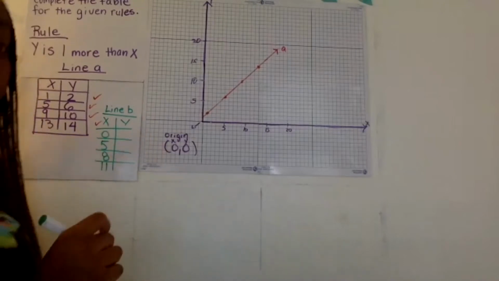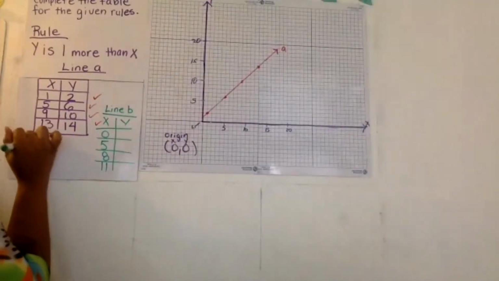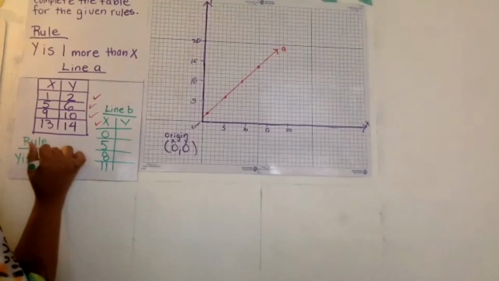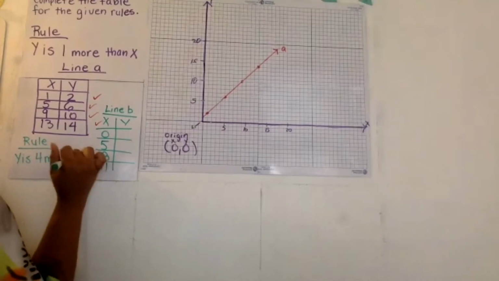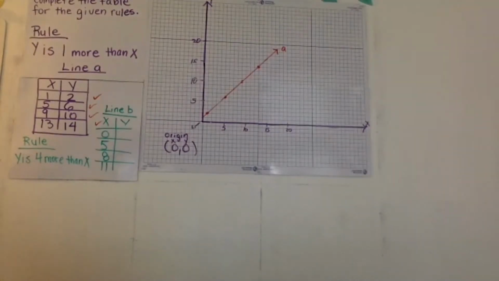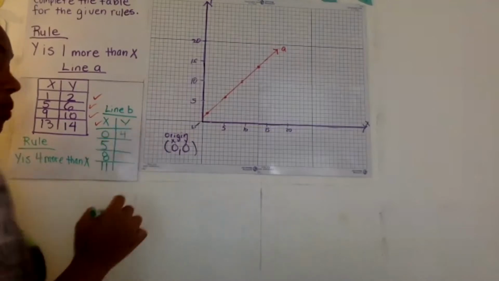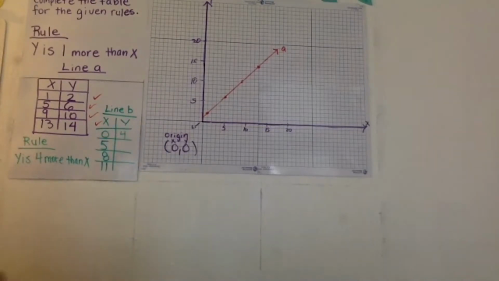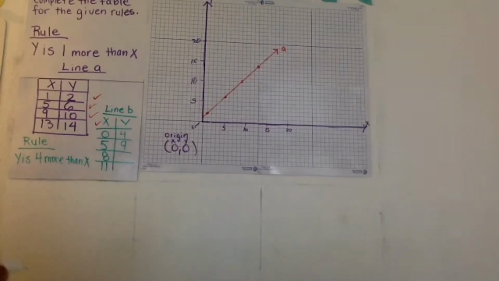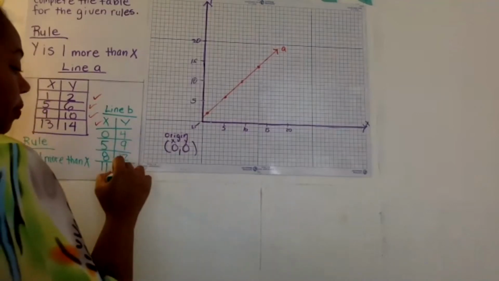And what is our rule for line B? It says y is 4 more than x. So the rule: y is 4 more than x. So 0 plus 4 is just 4. Just writing our number sentence. And 5 plus 4 is 9. 8 plus 4 is 12. And 11 plus 4 is 15.